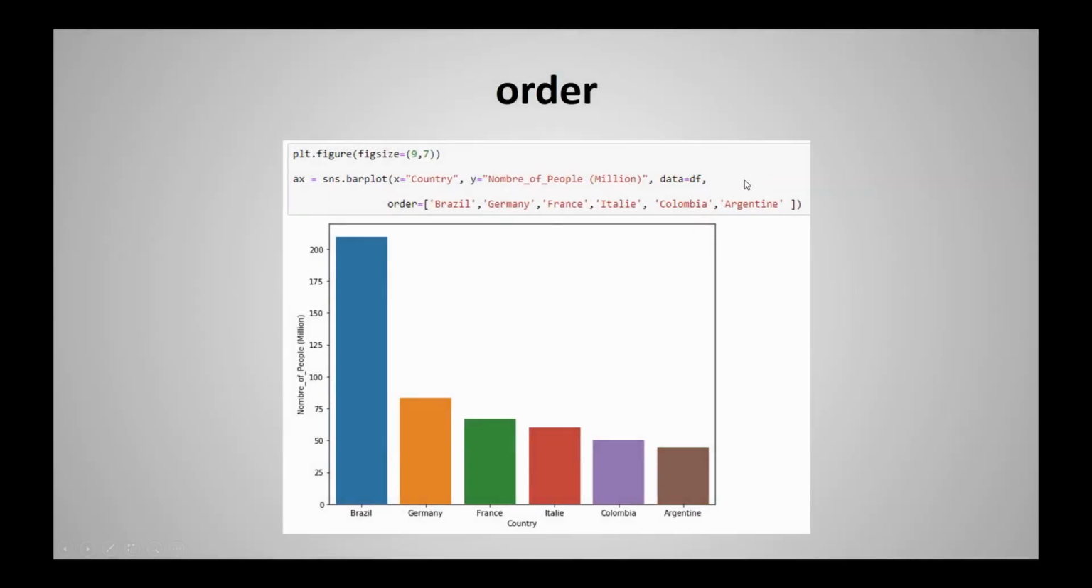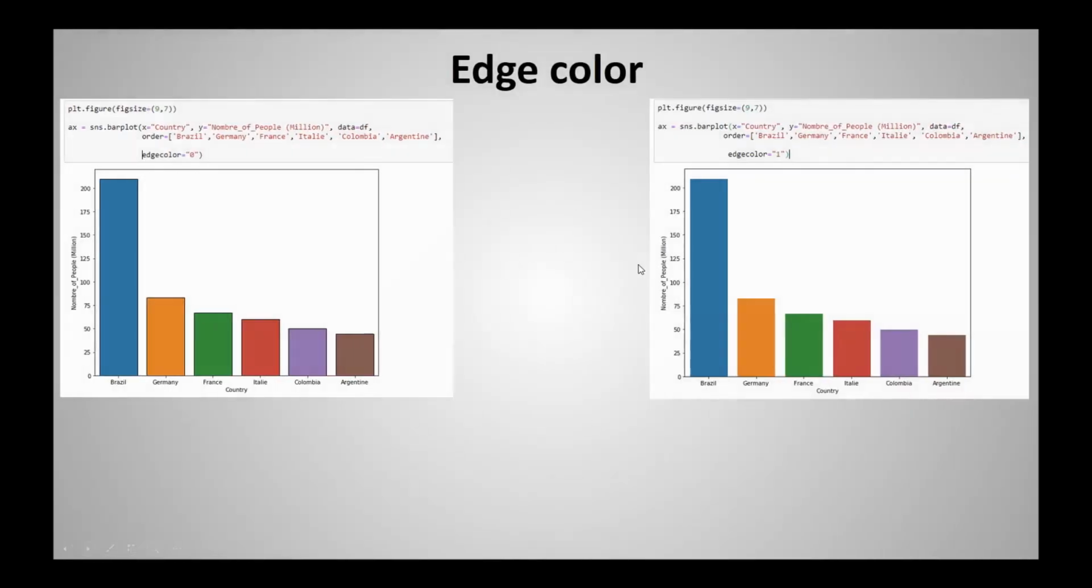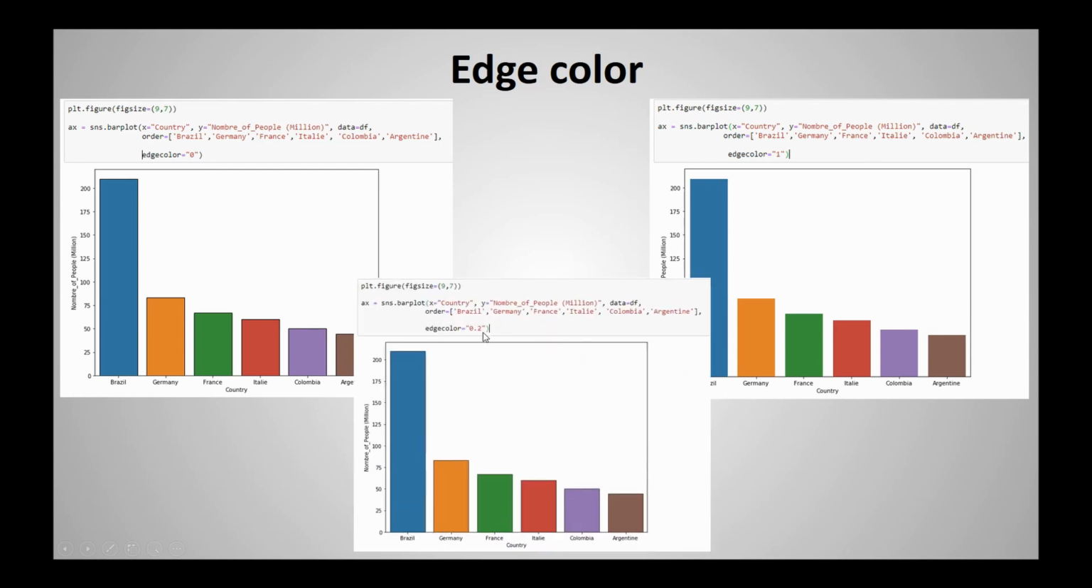To change the order of our bars, we can do that by adding the order parameter to the barplot function, in which we pass the order of countries in a list. To change the color of our bar's edges, we can do that with the edgecolor parameter. It takes a value between 0 and 1, 0 for darker color, 1 for lighter color. For our example, we'll give it a value equal 0.2.